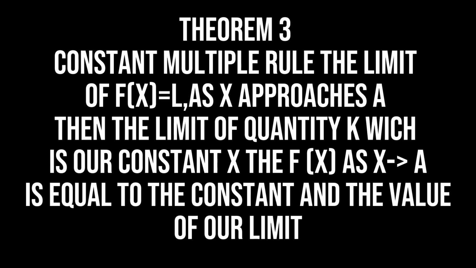Theorem 3. Constant multiple rule. If the limit of f of x equals L as x approaches a, then the limit of k, which is our constant, times f of x as x approaches a is equal to the constant times the value of our limit.